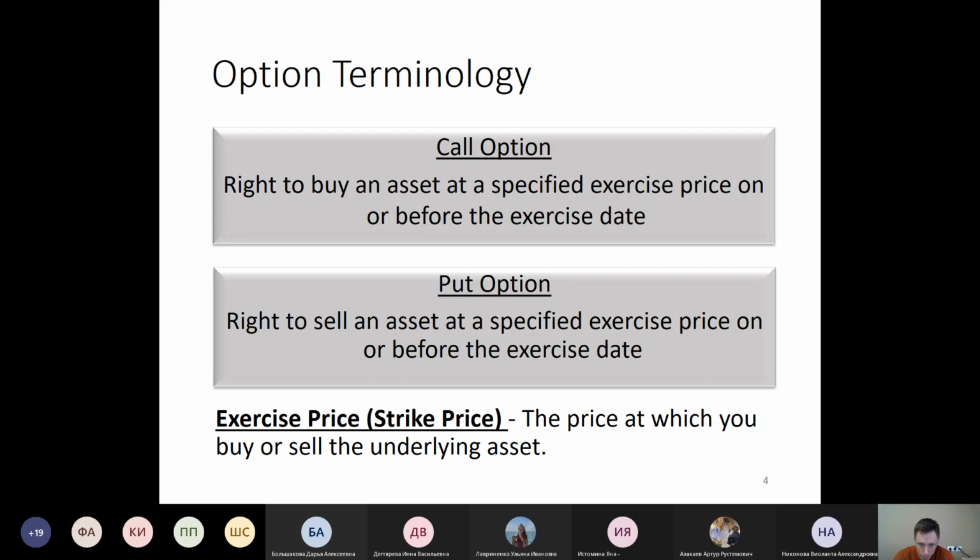I told you that there are several classifications of the options. The main one is presented here. There are two types of options depending on which kind of right they give you to those who purchase them. There is a call option, which gives you the right to buy an asset at a predetermined price. And there is a put option that gives you the right to sell an asset. So call option gives you the right to buy, and put option gives you the right to sell.